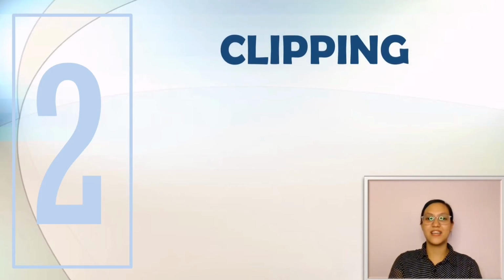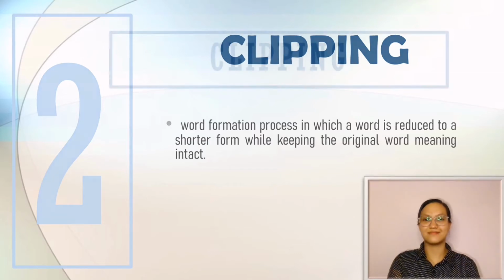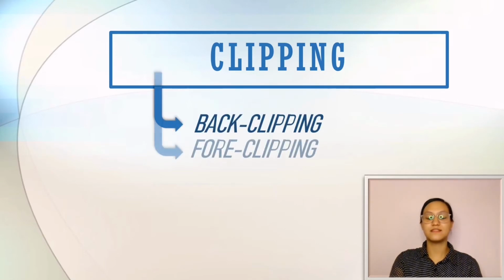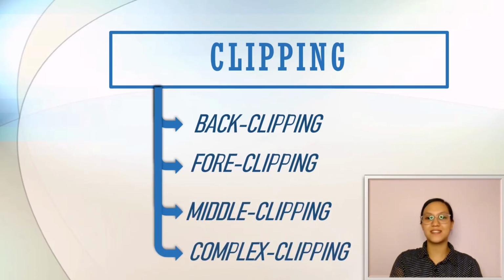Clipping. As the name suggests, clipping is a word formation process in which a word is reduced to a shorter form. With a sharp contrast to back formation, which I will be discussing later, clipping keeps the original word meaning intact. These words are very common in everyday speech. There are also four subtypes of clipping. They are back clipping, fork clipping, middle clipping, and complex clipping.